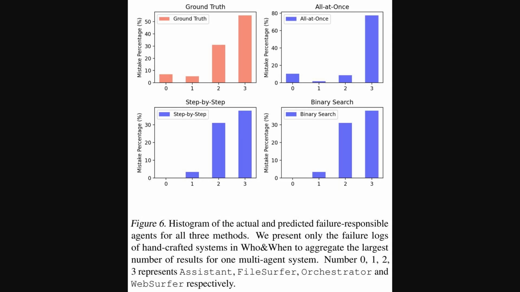So even though pinpointing the exact error step is really tough, this next set of charts gives a more optimistic view from a statistical standpoint. The top left chart shows the ground truth, which is just another way of saying the correct human-verified answer. You can see that Agent 3, the web surfer, is the real culprit in over 50% of failures. And what's encouraging is that while the methods might fail on specific cases, they all correctly identify this larger trend. All 3 methods, all at once, step-by-step, and binary search, correctly finger Agent 3 as the primary troublemaker.